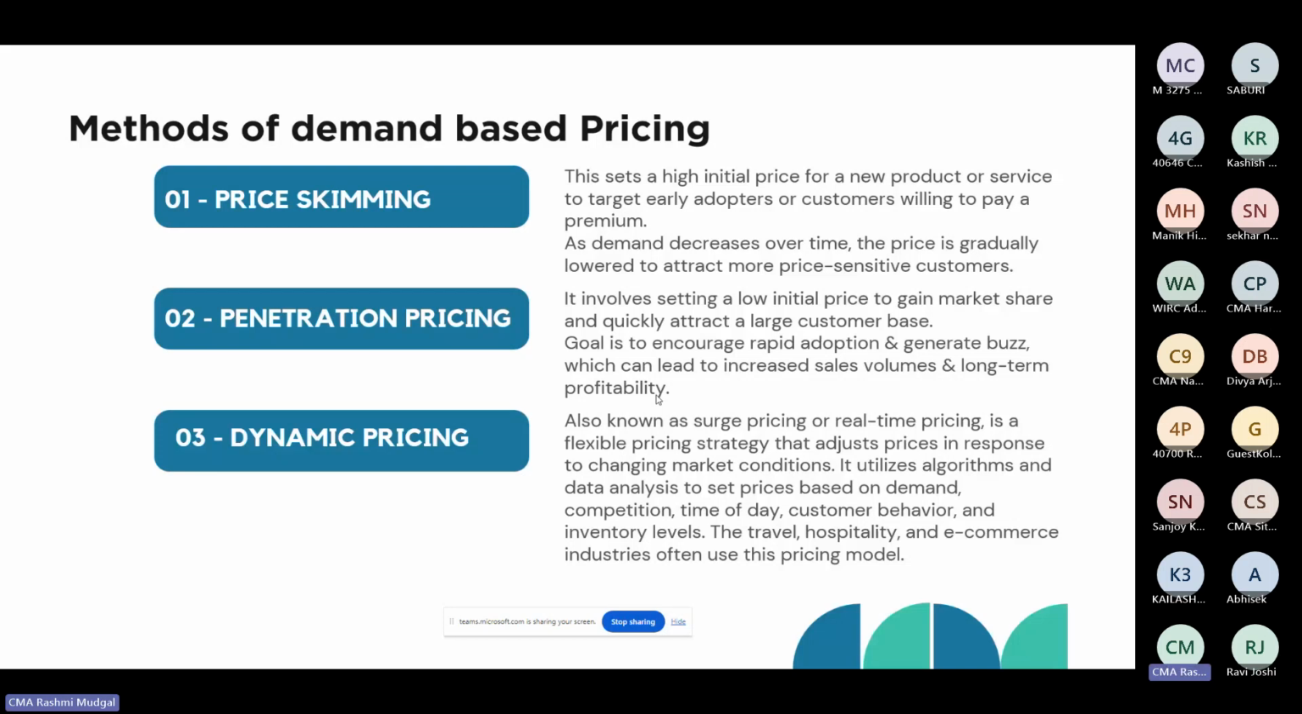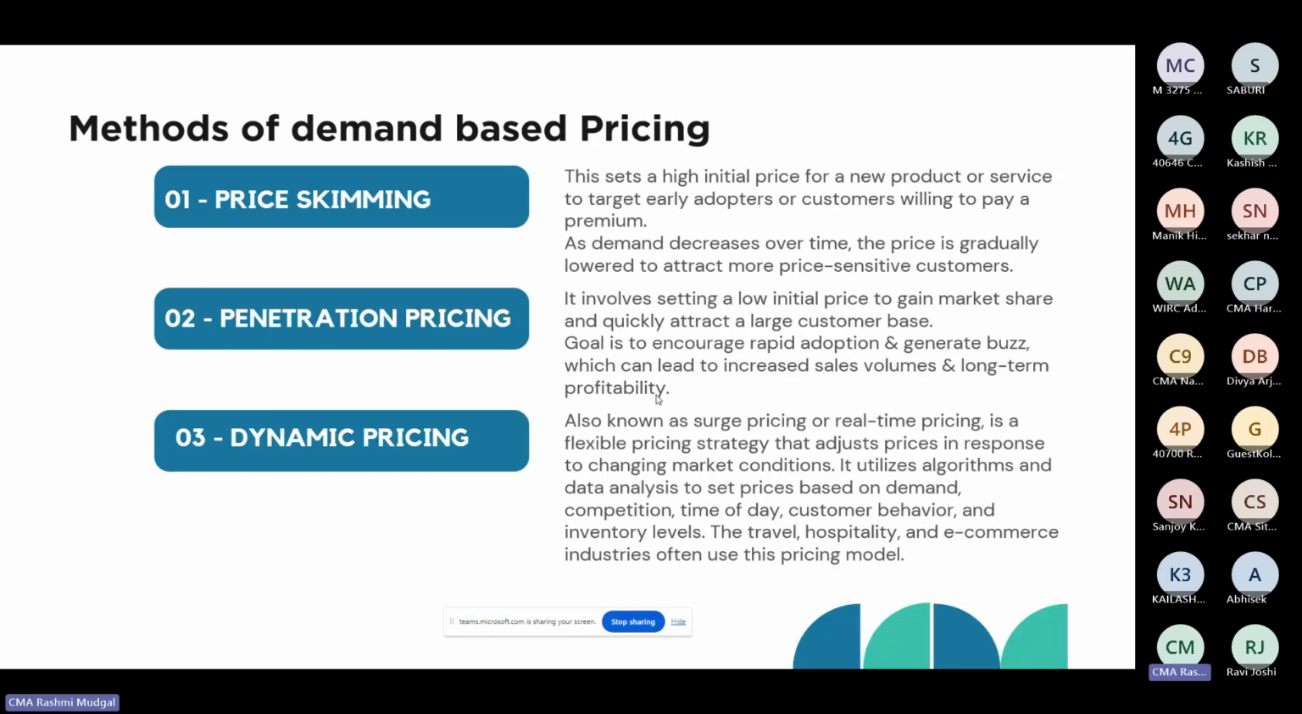It involves setting a low initial price to gain market share and quickly attract a large customer base. The goal is to encourage rapid adoption and generate buzz so that people get a habit of us. And even if we increase the price from one rupee to 2 rupees, in the long term I'm going to make a profit. So people go for long-term profitability and choose penetration pricing.